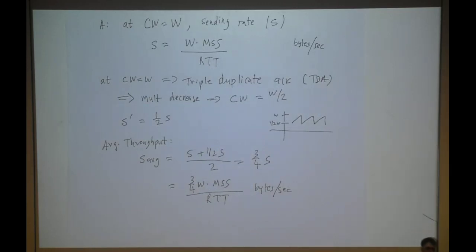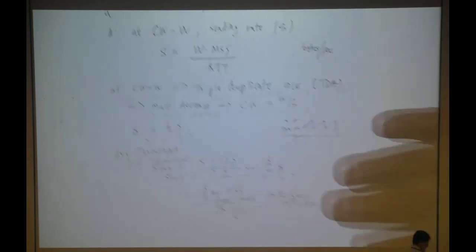So I think we discussed this W by RTT maybe qualitatively, right? So this is just nailing it down. This is going to be our first order approximation for the throughput of TCP. Let's see how we can use this.